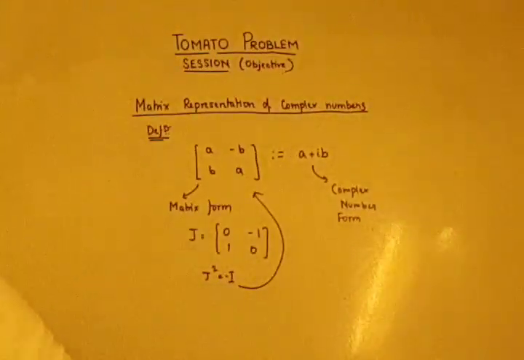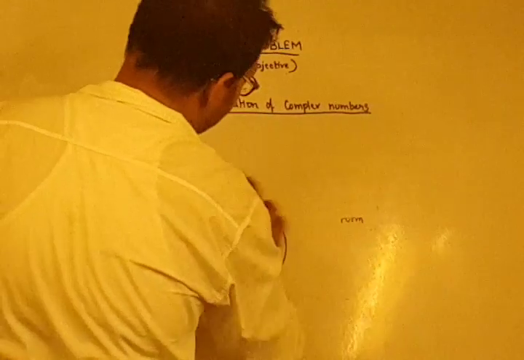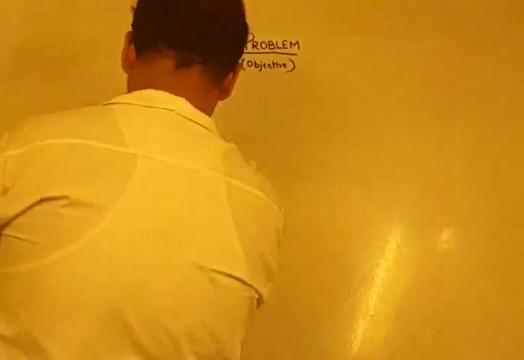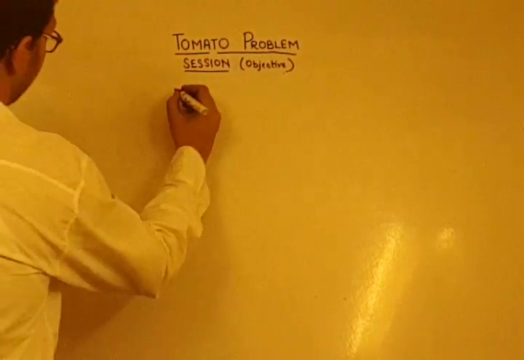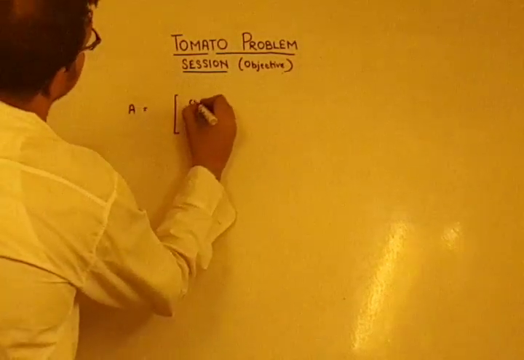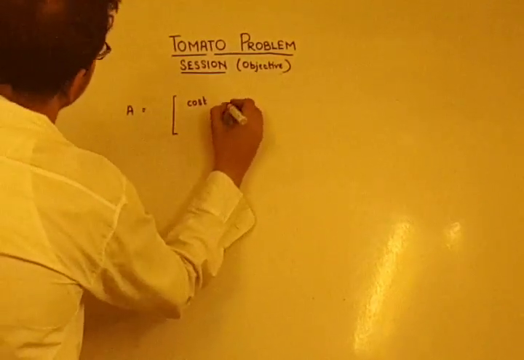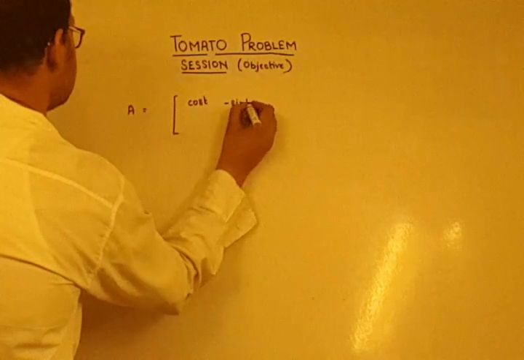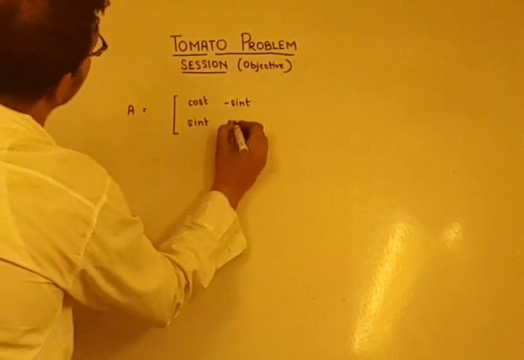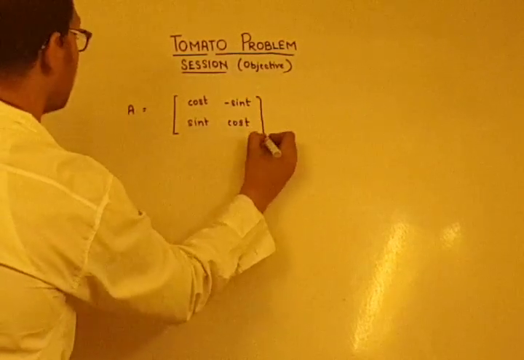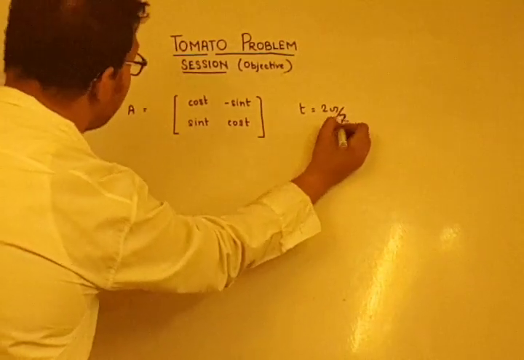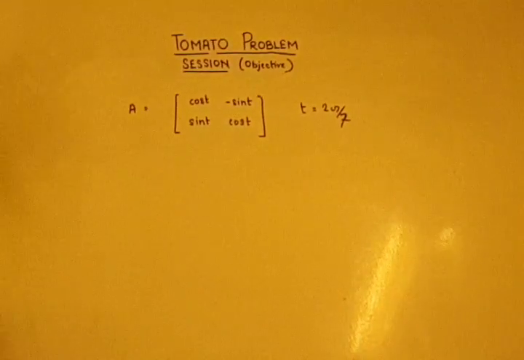Let's see how. The problem we just encountered, for which we needed to learn this amazing concept, says A equals cos t, minus sin t, sin t, cos t, where t is given as 2 pi by 7. Now you will see the magic of how easily we can solve this.